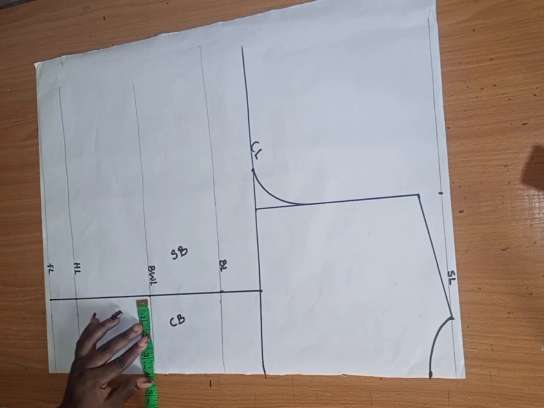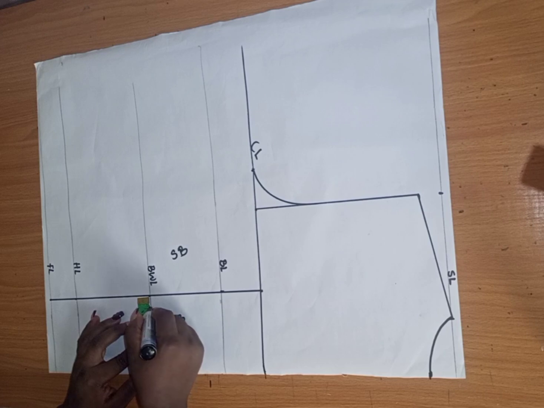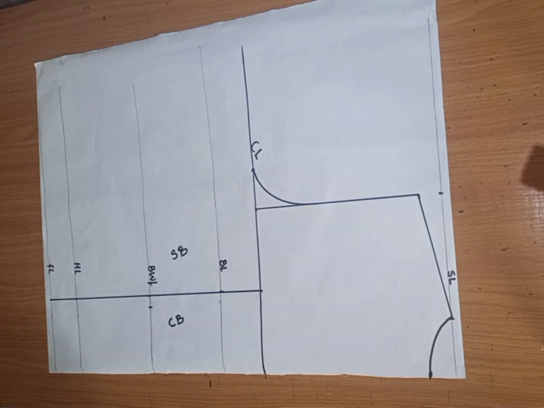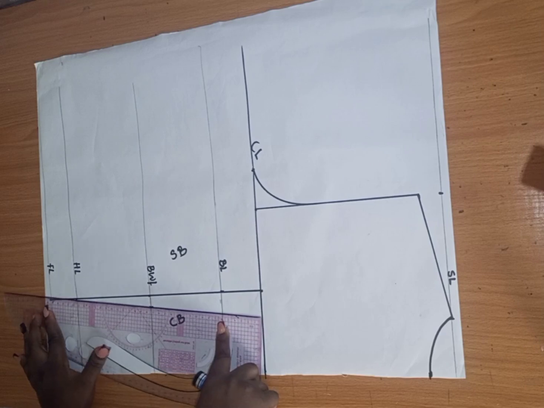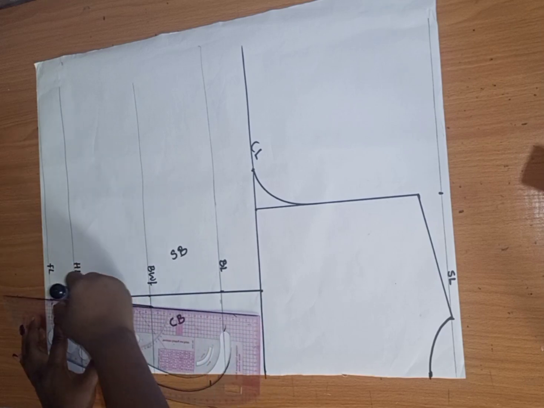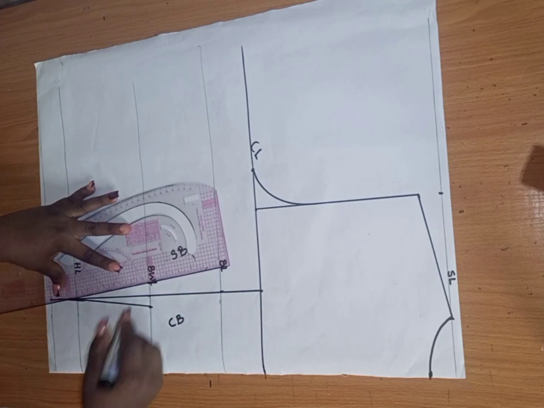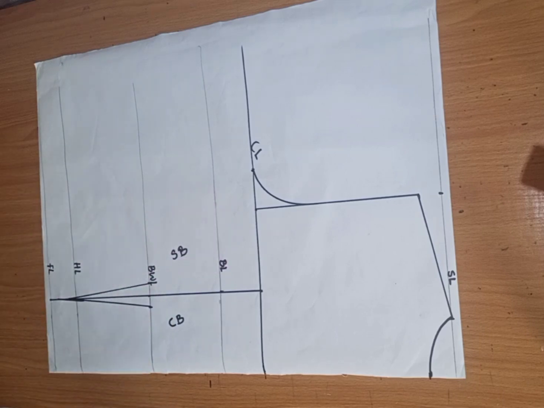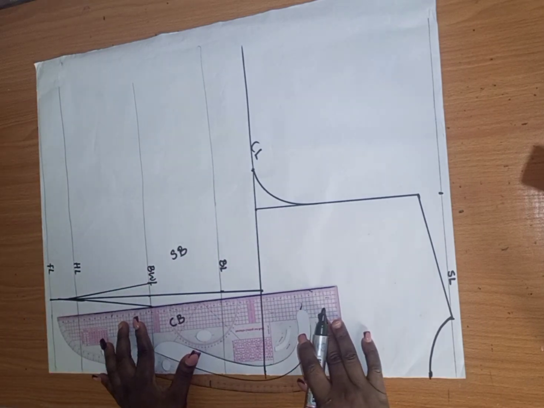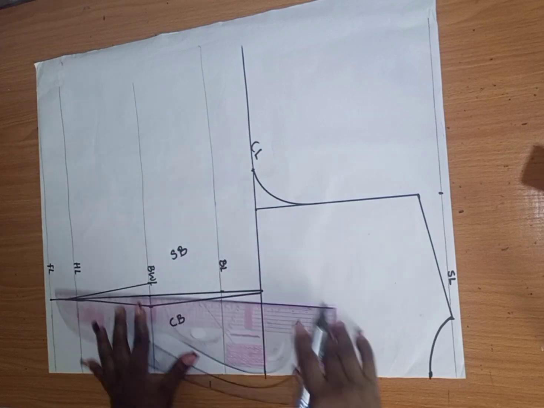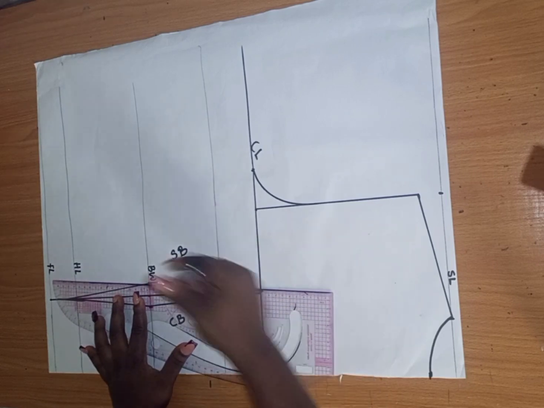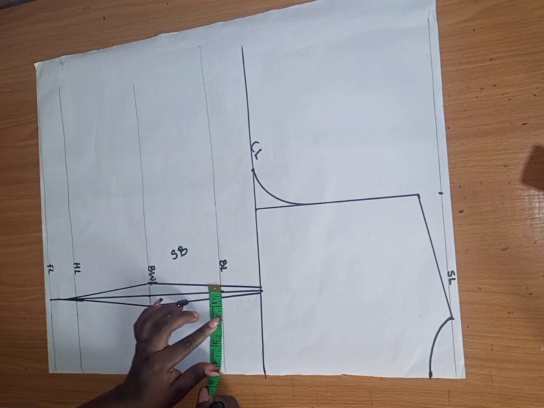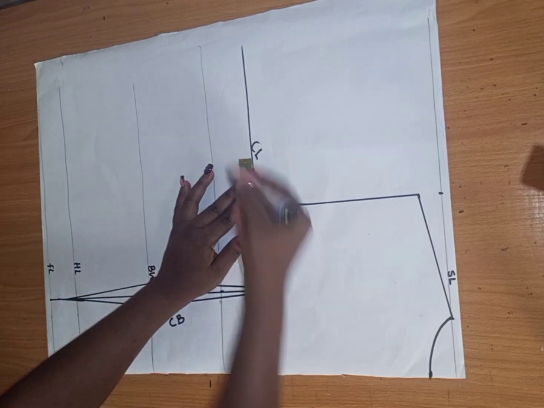Now on my waistline, I'm going to mark half inch on both sides of the dart, okay? Then I'll go ahead to connect it this way to the hip line like so. I'll also connect it this way to the chest line. So I already took my bust measurement on my chest line. I'll replace the dart intake on my bust line here on my chest line.